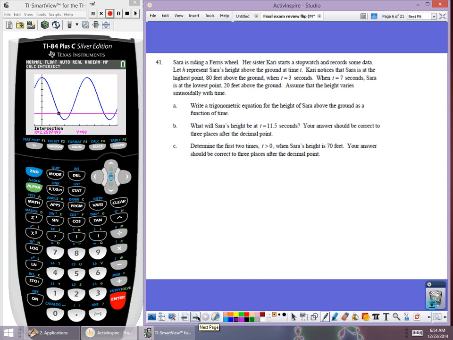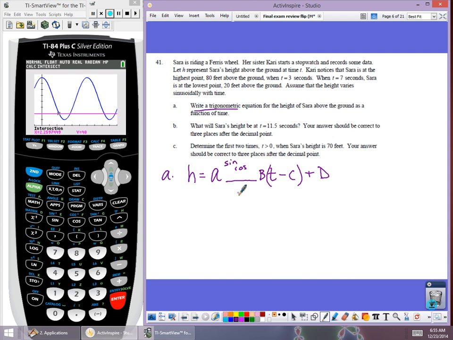So Sarah's riding a Ferris wheel, and her sister Carrie starts a stopwatch and records some data. Let H represent Sarah's height above the ground at time t. So we've got height. The first one says write a trig function, so A. The height is with respect of t, we're doing t, so we're going to have an A. It's either be sine or cosine. We're going to have a B in here, t minus c plus d. So this is our setup, and we're either going to have sine or cosine.